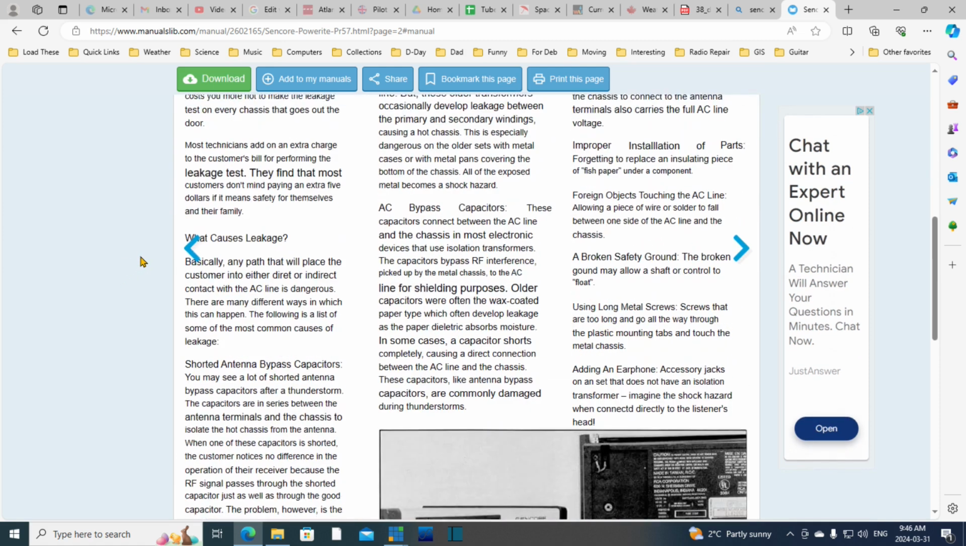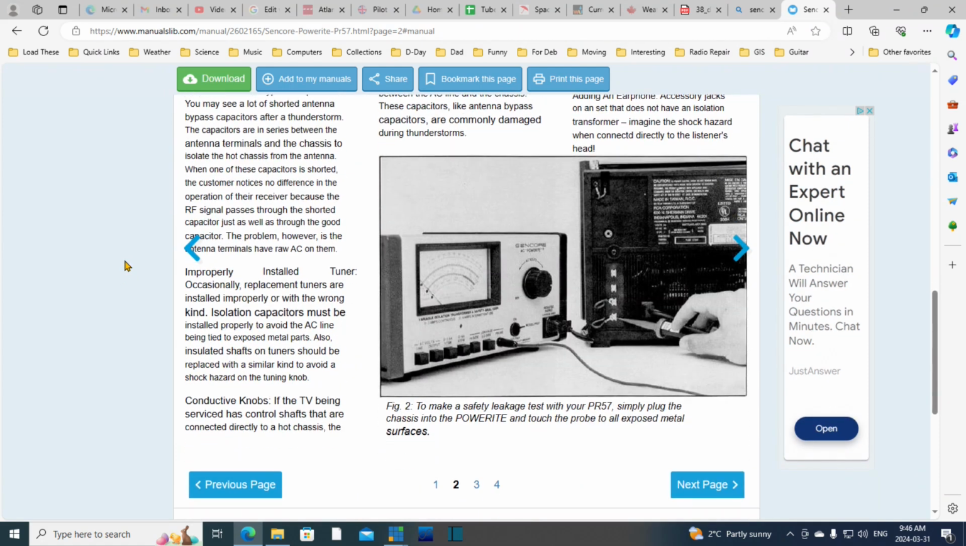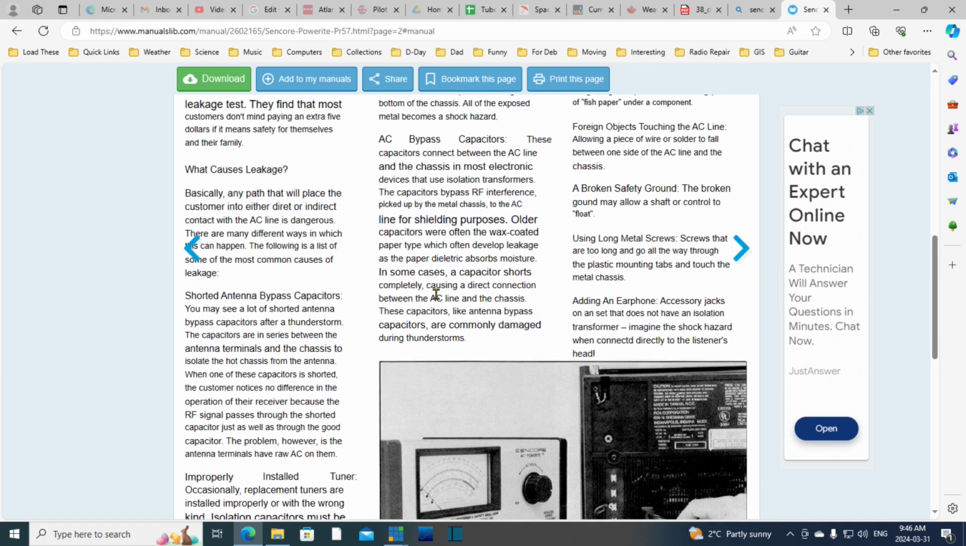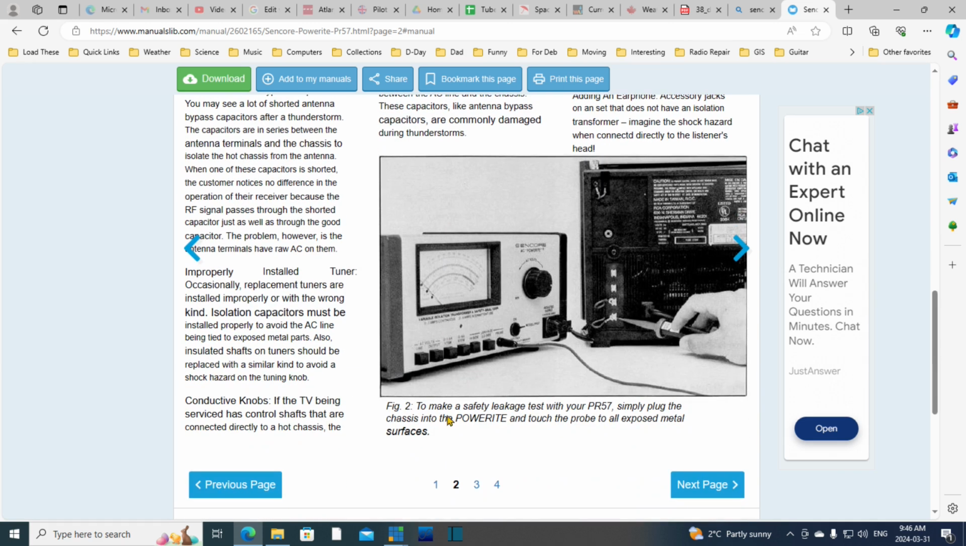Yeah. So what caused it? We were reading all this. To make a safety leakage test with your PR75, simply plug the chassis into the power right there, and touch the probe to all exposed metal. Well, that's pretty easy. What's all this talk then? Next page.